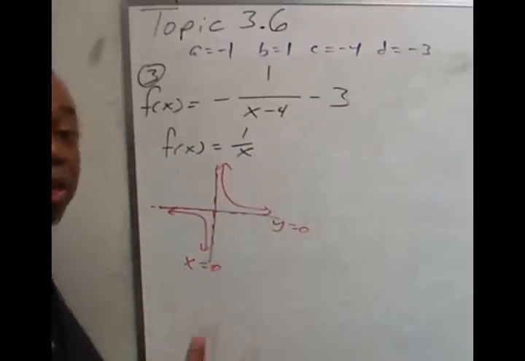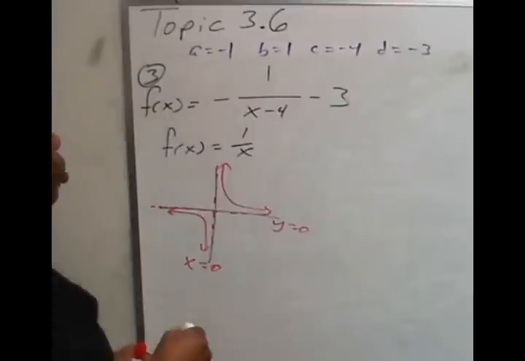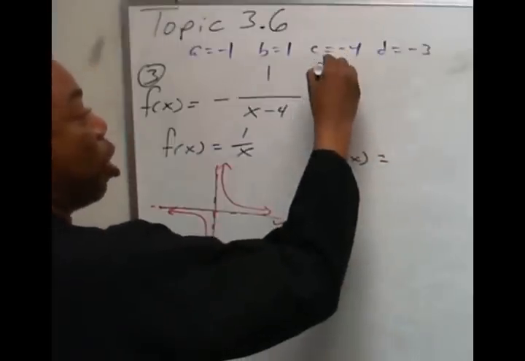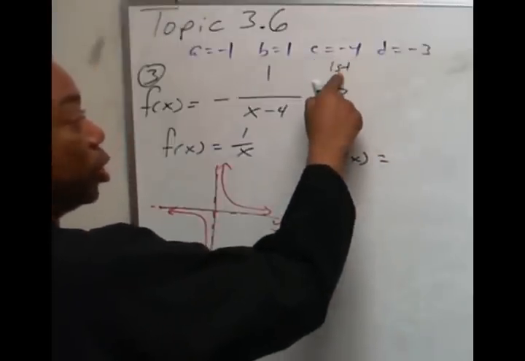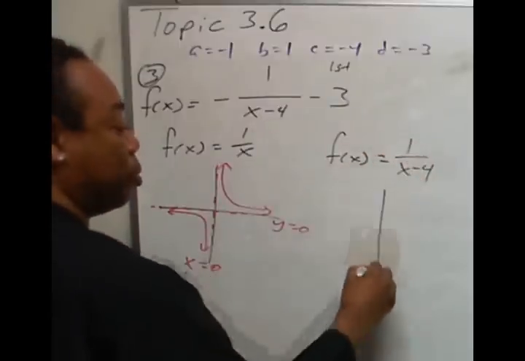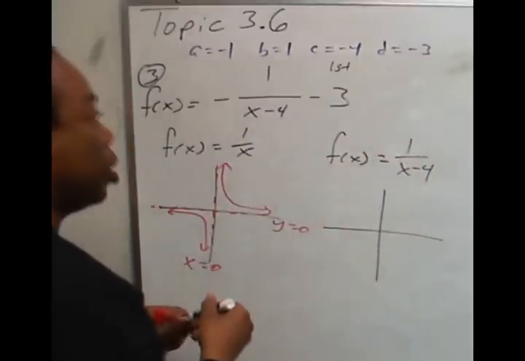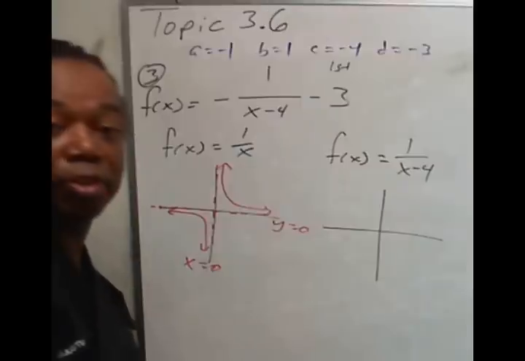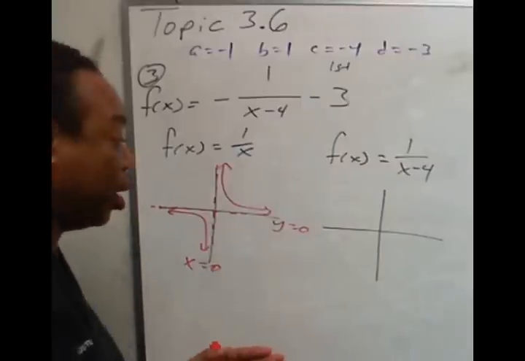Step 2 is to start putting the parameters back on one by one. The first parameter that I'm going to put back on is the c parameter. This is always the first parameter to put back on. So this will be 1 over x minus 4. If the c parameter is a -4, this means that the entire graph shifts to the right 4 times.